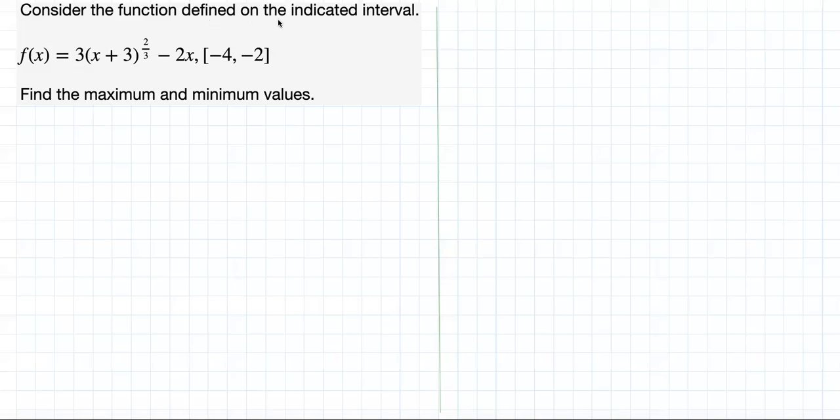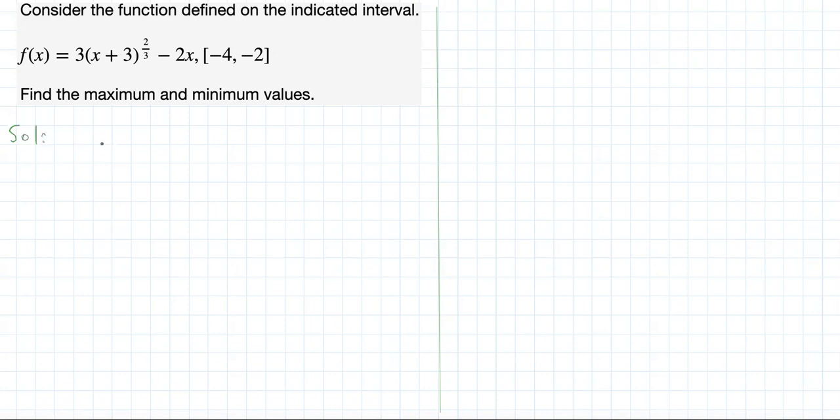Consider the function defined on the indicated interval, f of x equals 3 times (x plus 3) raised to 2/3, minus 2x, over the closed interval from -4 to -2. Find the maximum and minimum values.